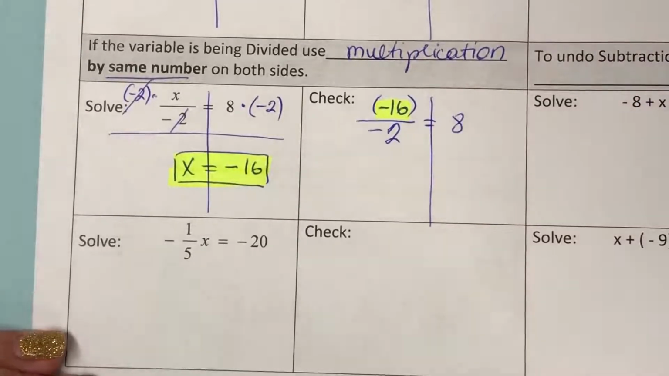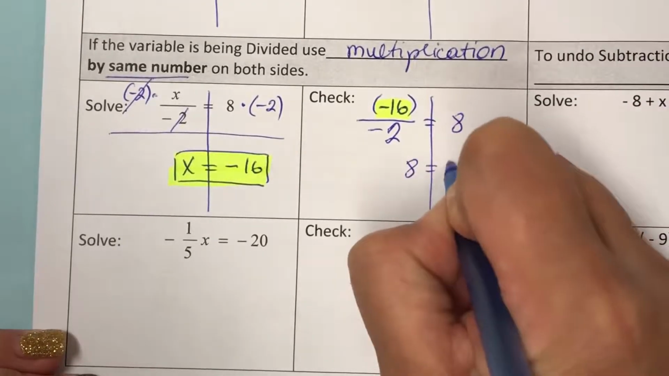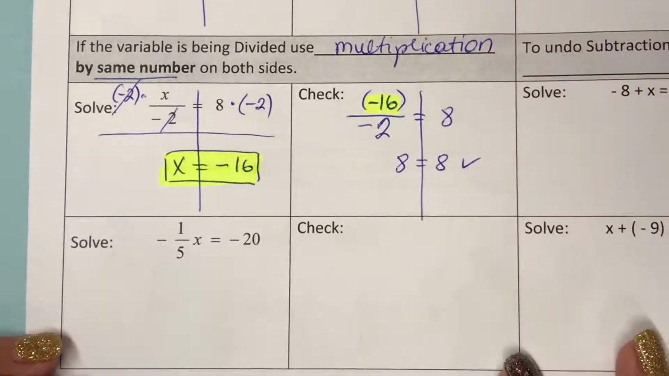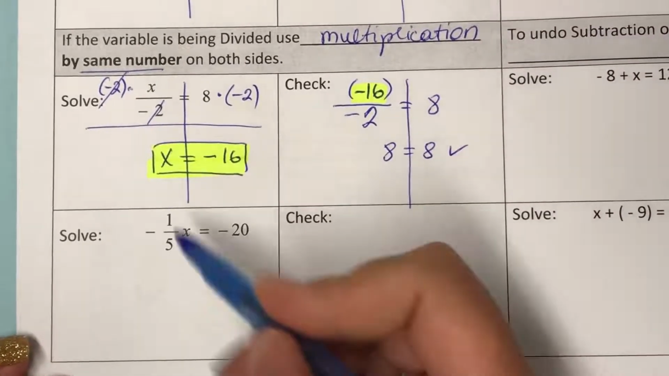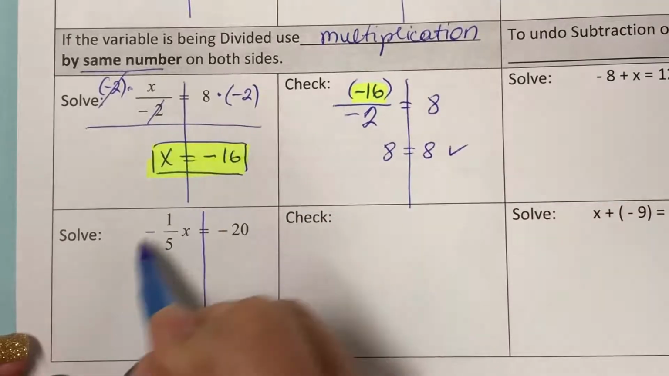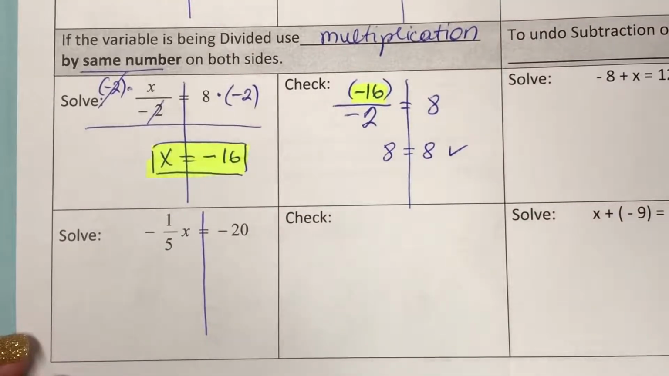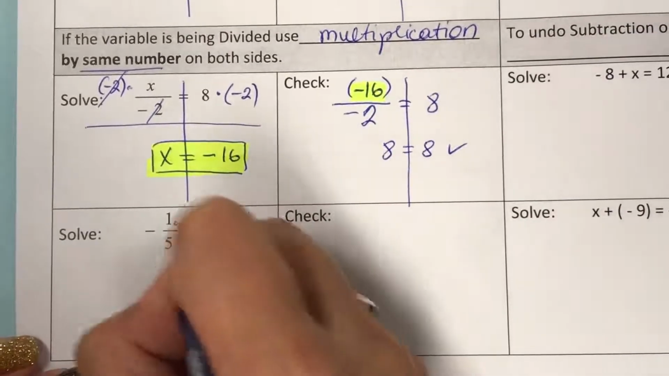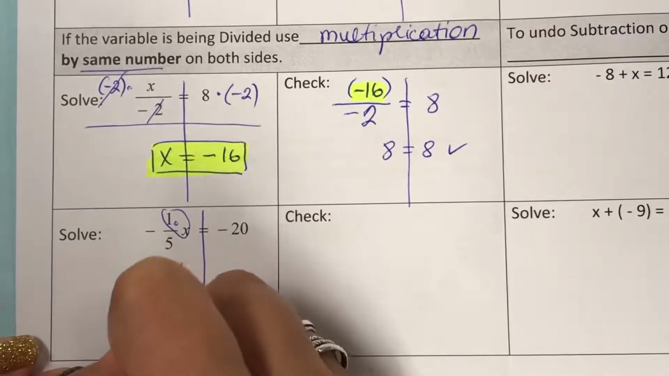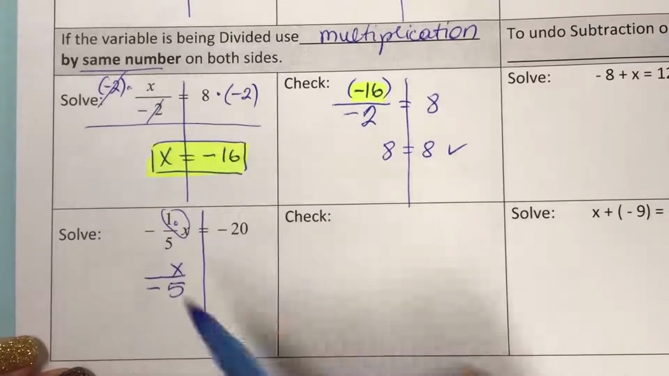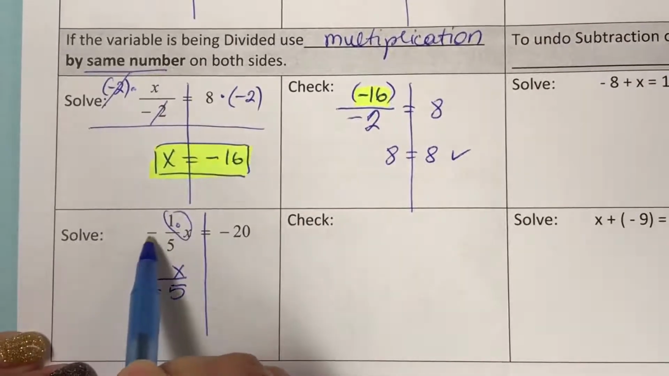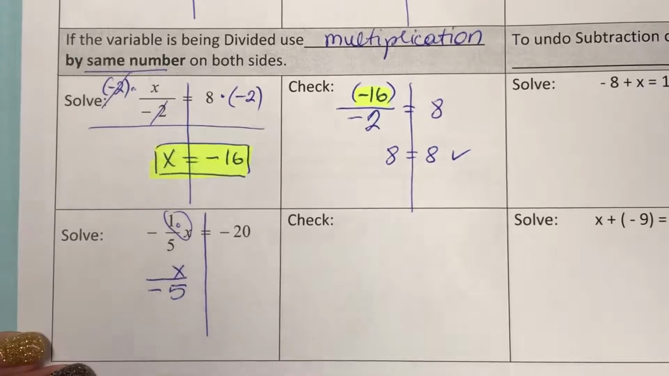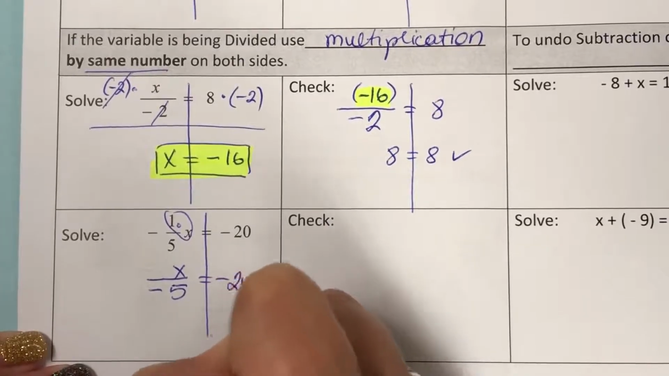Negative divided by negative is positive, 8, and that checks out just fine. Here we have a fraction where you have -1/5 x. I like to rewrite this fraction as 1 times x, which is x, and then divided by -5. Because of this negative, I can put it on either the numerator or the denominator. I have a choice. I like to put it on the denominator. So 1x is x, and then -5 on the denominator equals -20.